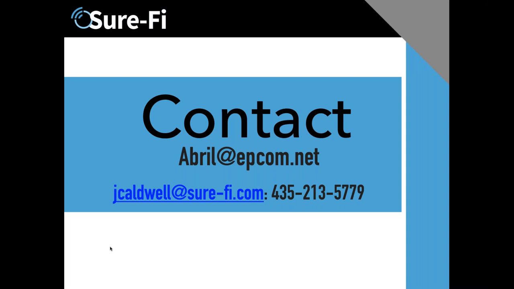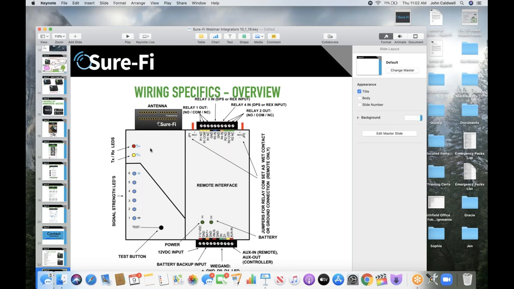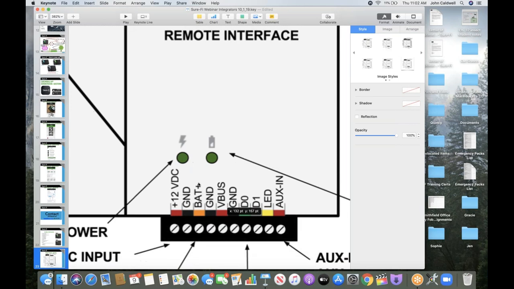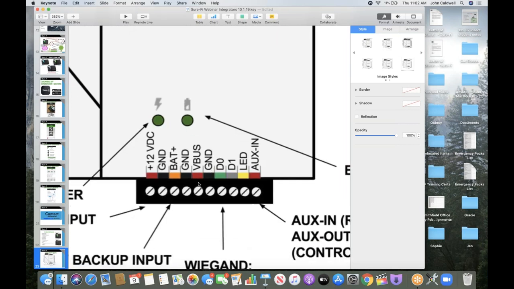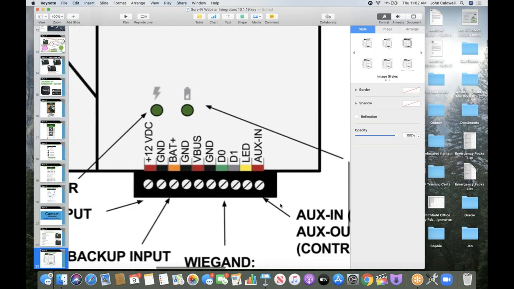So going through, I want to spend a little bit of time, and I'm going to put this way so that you can see it a little bit better, going over the basic wiring for each of these units and answering a couple of questions, and then we will answer any additional questions at the end. But if you are looking at the bottom of the SureFi Wiegand bridge, this is what it looks like. And I'm trying to get that as big as we can so you can see it. And that is looking at this portion of the bridge right here.